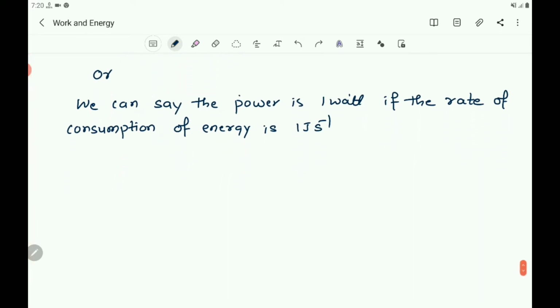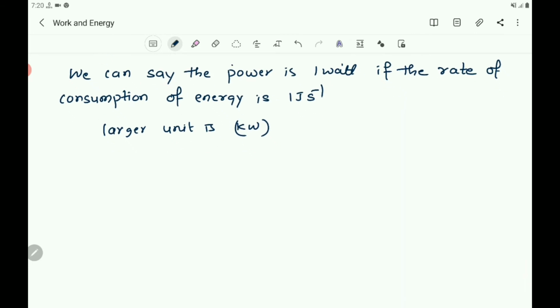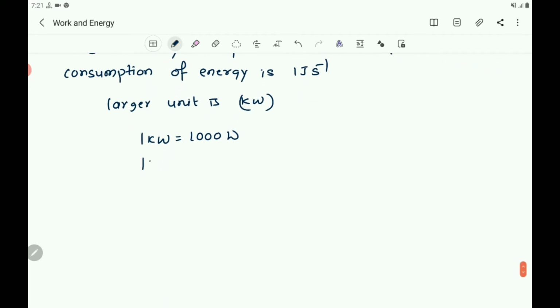And you know that this watt is a small unit, and the larger units are kilowatt, and also we can have some other units, kilowatt hour, etc. So the larger unit is kilowatt or kW. 1 kilowatt is equal to 1000 watts. Also you can say 1 kilowatt is equal to 1000 joules per second. As 1 watt is equal to 1 joule per second, 1 kilowatt is equal to 1000 joules per second.